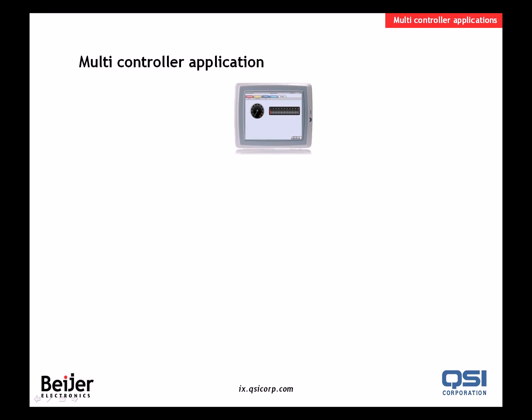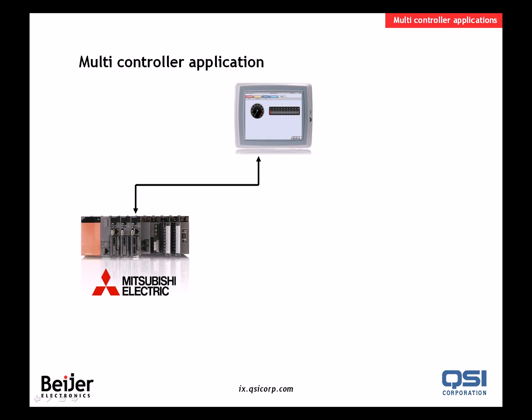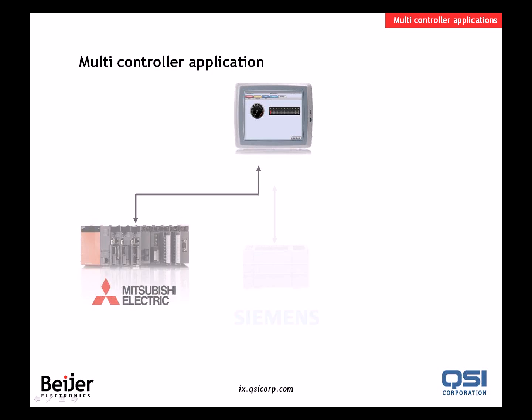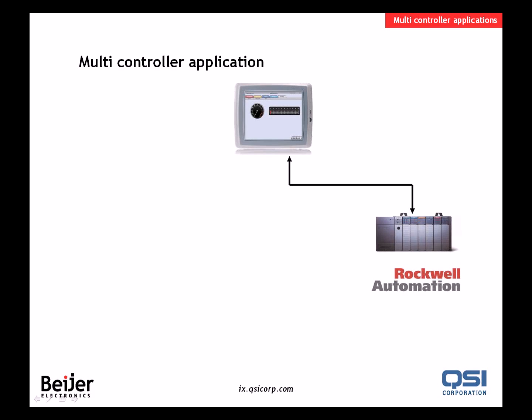So for multi-controller applications, I will go through a couple of scenarios on how we can do this. To start off, we can have one PLC communicating to the HMI, and it can be a Mitsubishi Q CPU. Then, if you have configured the application to work this way, you can in runtime hit a button and change the active controller to a Siemens S7-1200 in this case. Or hit the key again and you can move over to a ControlLogix from Rockwell.